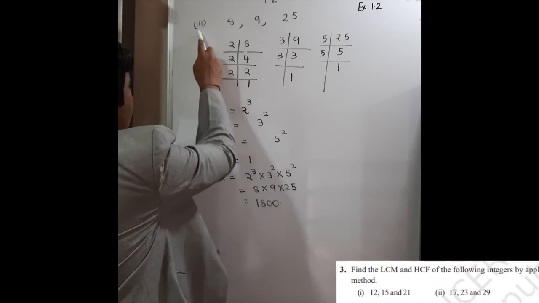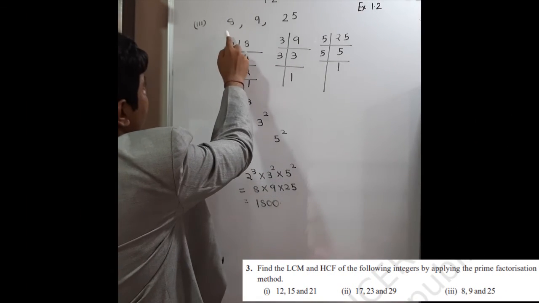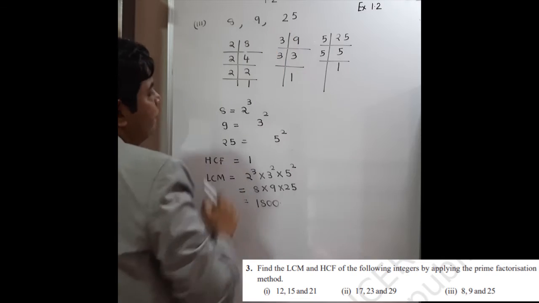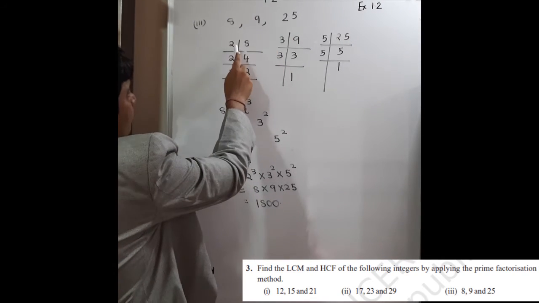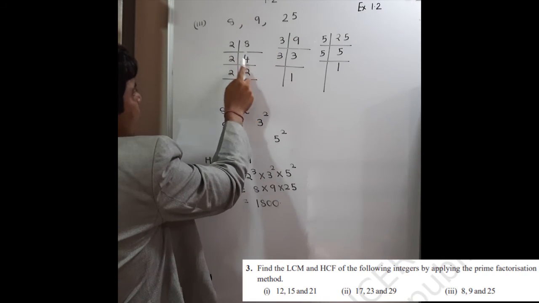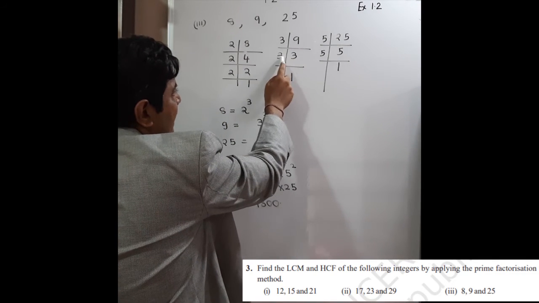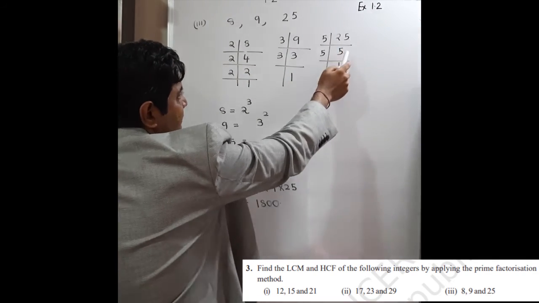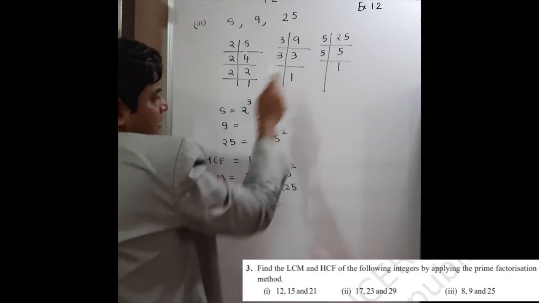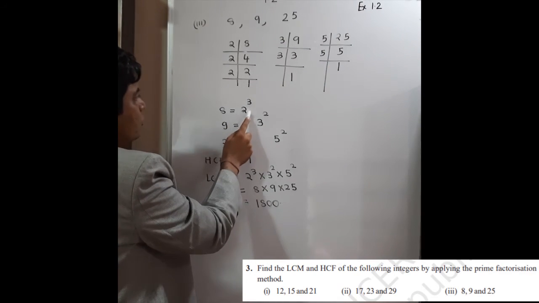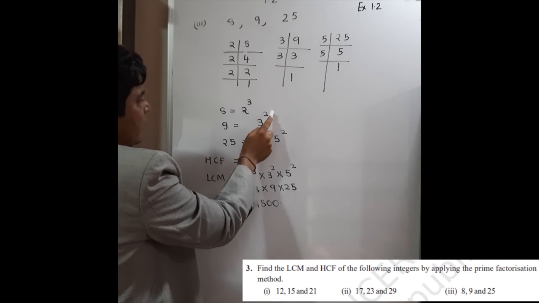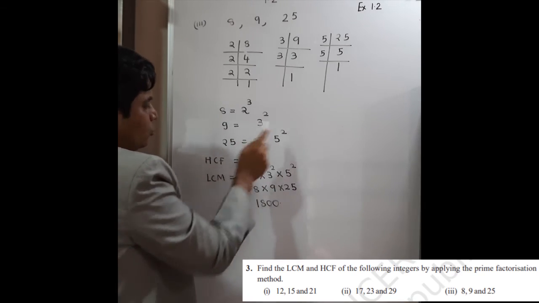Let us look at the third sum now. We have to find the HCF and LCM of 8, 9 and 25. So now prime factorization of 8, 2 4s are, 2 2s are, 2 1s are. Prime factorization of 9, 3 3s are, 3 1s are. And prime factorization of 25, 5 5s are, 5 1s are. So what is your 8? 8 is 2 raised to 3. 9 is 3 raised to 2. 25 is 5 raised to 2.